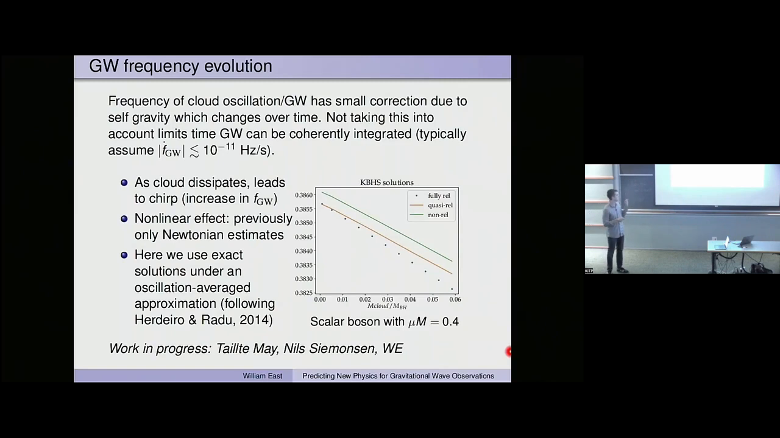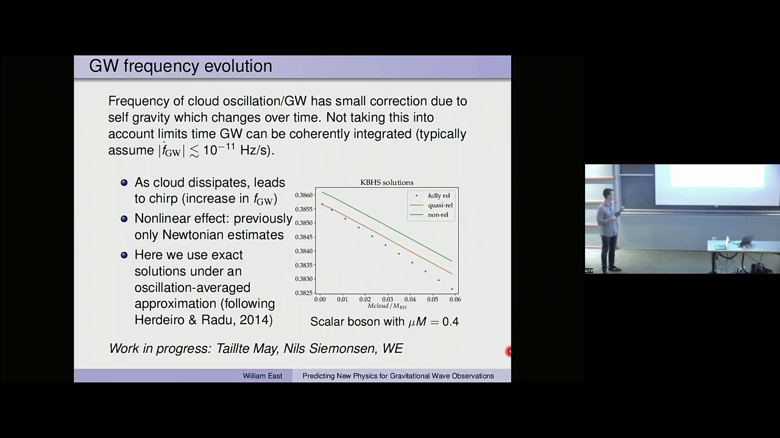And this frequency drift can be a limit on how long you can continuously integrate the continuous waves from such a signal. So the typical search assumes that this frequency drift is very small, something like less than 10 to the minus 11 hertz per second. And so far in the literature we only have Newtonian estimates of what this frequency drift is.